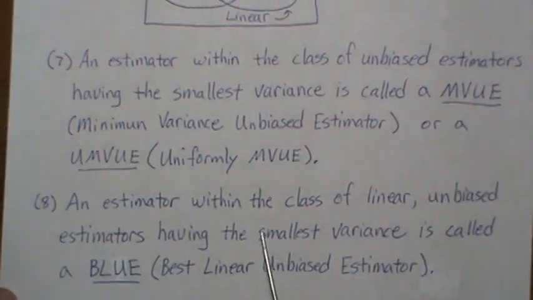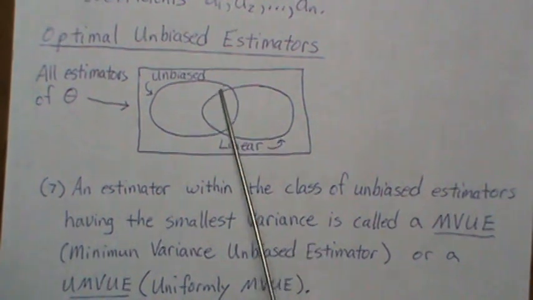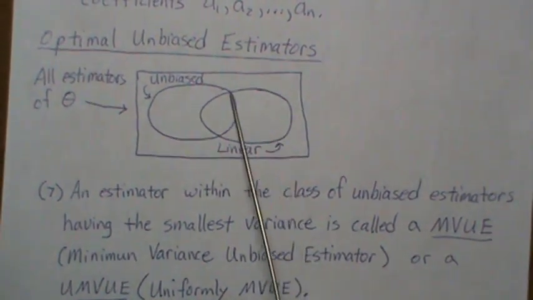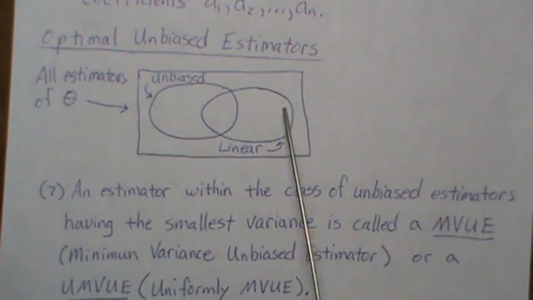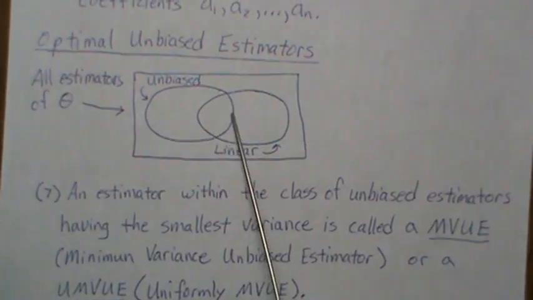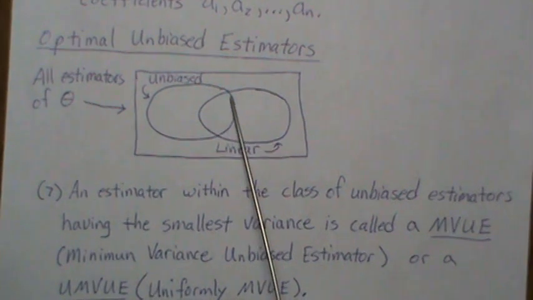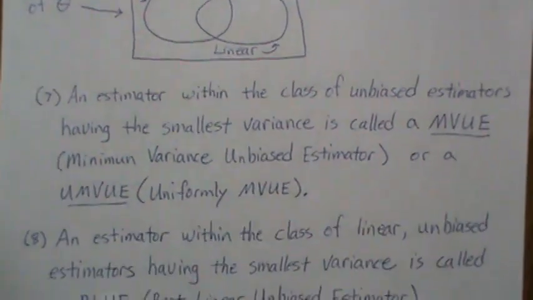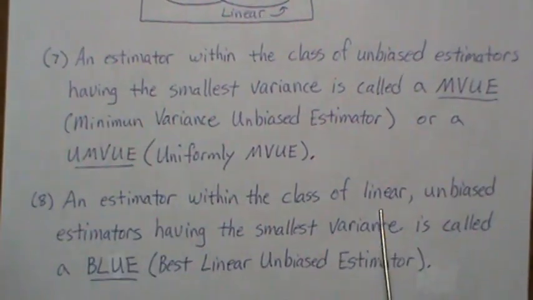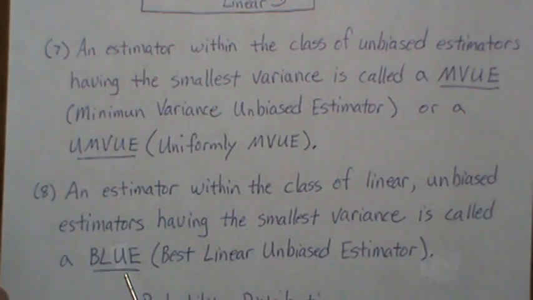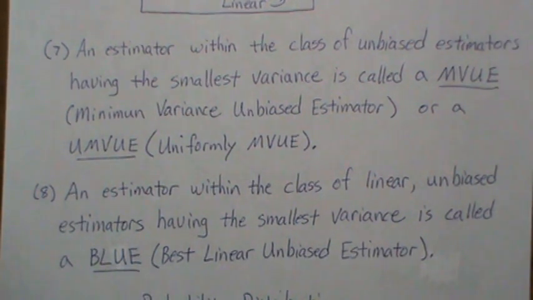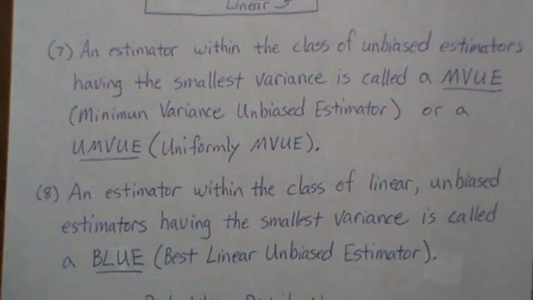Now, consider the class of linear estimators. Linear is nice because they're easy to deal with and easy to interpret, and we want it to be unbiased, so then we're in this area here. The estimator within the class of linear unbiased estimators having the smallest variance is called a BLUE, the best linear unbiased estimator. And BLUEs are also a nice property to have in an estimator.